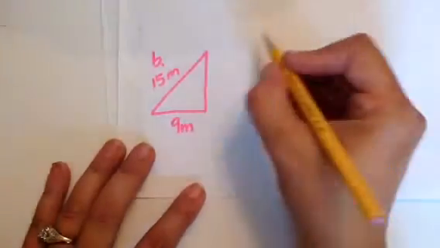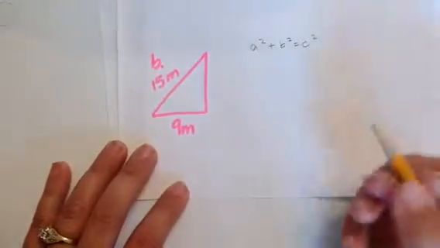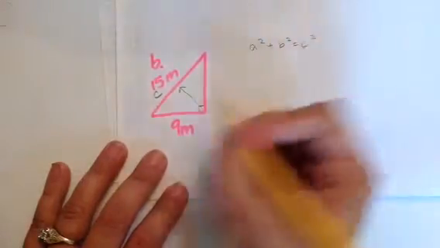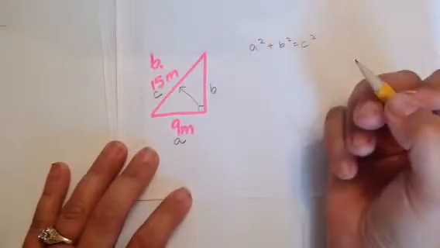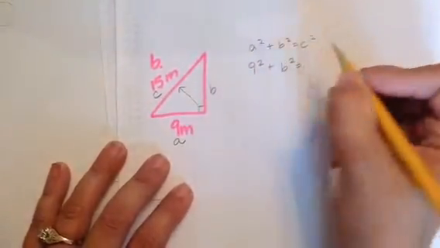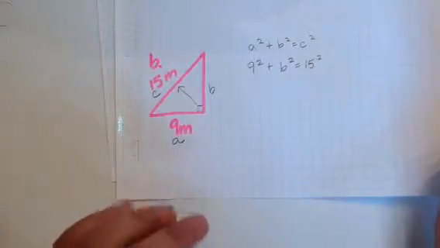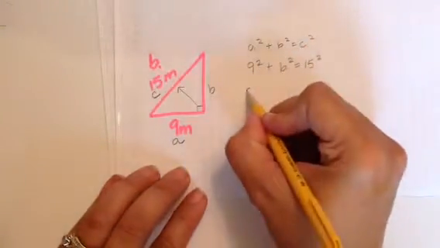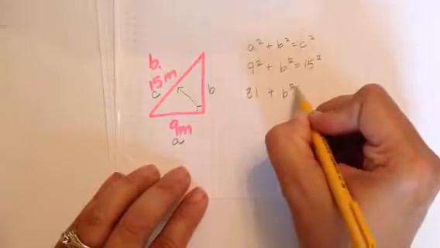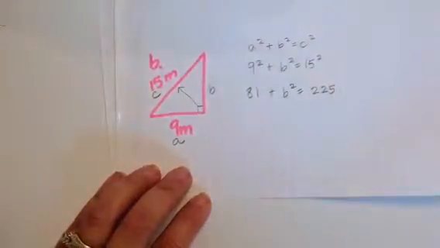Alright, same thing. I'm going to use the equation A squared plus B squared is equal to C squared. Here's my right angle, so this straight across from the right angle is C. So I'm going to label this one A and this one B. A is 9 squared plus B squared. C is 15, so it is equal to 15 squared. Alright, 9 squared is 81 plus B squared is equal to 15 squared, which is 225.